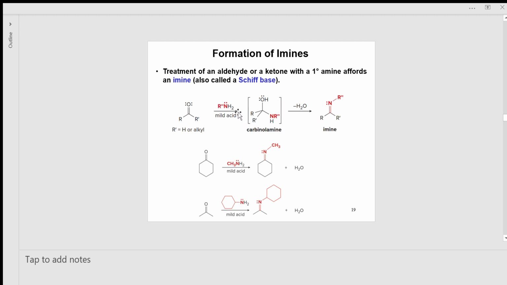We normally use a mild acid as the catalyst. The reaction product is called an imine. This is the reaction product. It's called an imine. Basically, there is a carbon nitrogen double bond. This molecule is called an imine. And water is the side product.